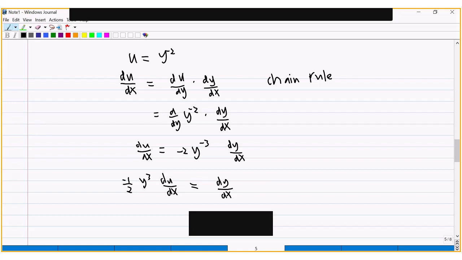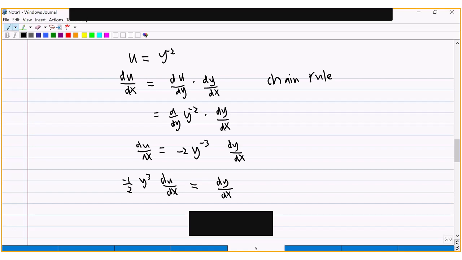Okay, so you start from u equal to y power minus 2, then you apply the chain rule. Then differentiate u, you get minus 2 y power minus 3 dy/dx. Then make dy/dx the subject here.